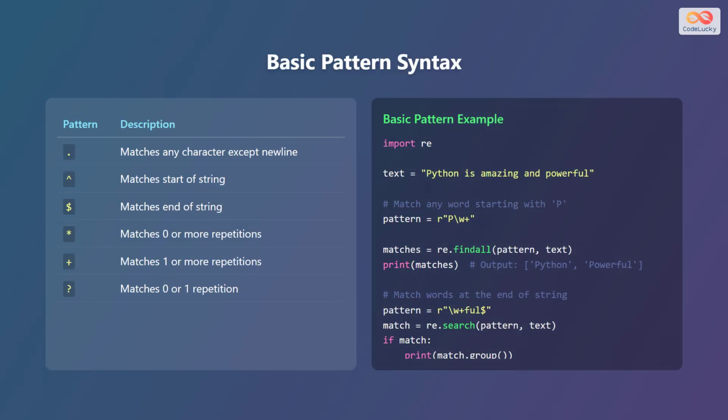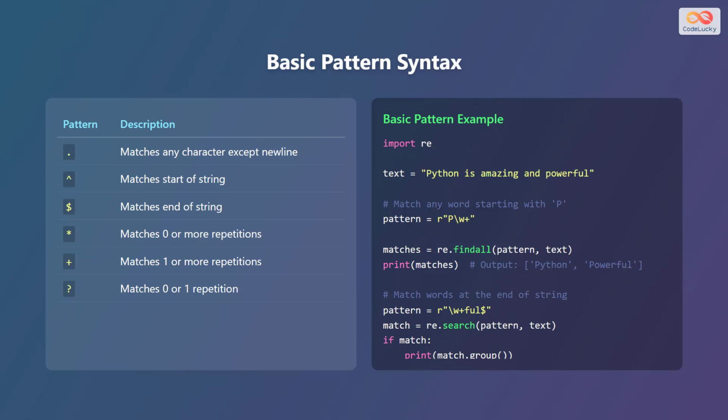Let's discuss the basic syntax used in regular expression patterns. The dot matches any single character except a newline character. The caret matches the start of a string. The $ matches the end of a string. The * matches 0 or more repetitions of the preceding character or group. The + matches 1 or more repetitions. The question mark matches 0 or 1 repetition.